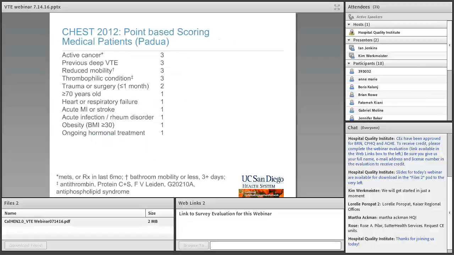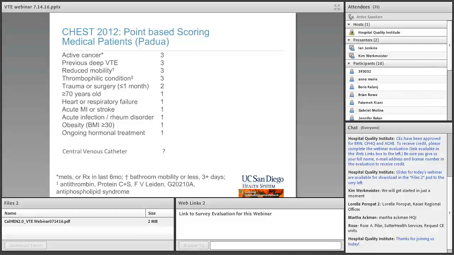So I want to briefly touch on the point scoring systems recommended by the CHEST guidelines. This is the PADO scoring system. It's for medical patients. And you can see that if you have something that's more dangerous, like a prior clot or active cancer, you get 3 points for that right away. But you can add up the rest of that stuff, and then you're supposed to prophylax patients that have 4 points or more.